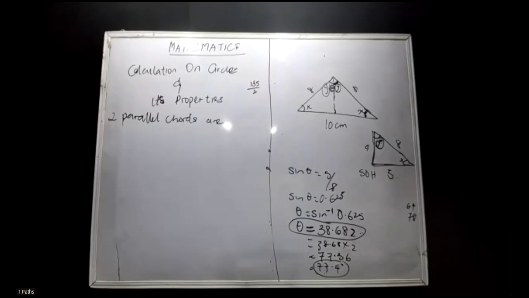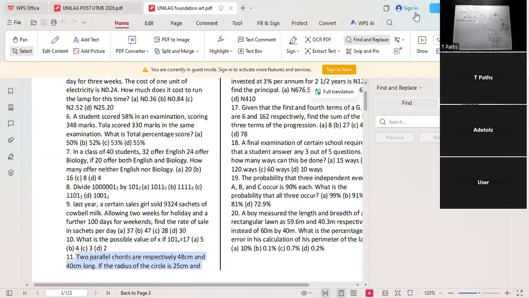All right, so we have 5 minutes before the end of the class. I need you guys to produce the solution to the exercise in the next 2 minutes. Two parallel chords are respectively 48 and 40 centimeter long. Give the radius of a circle.